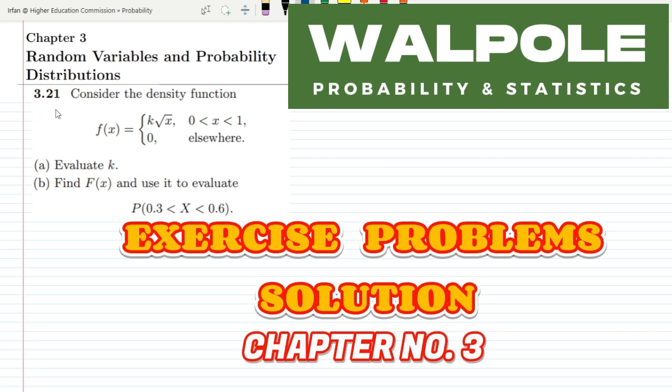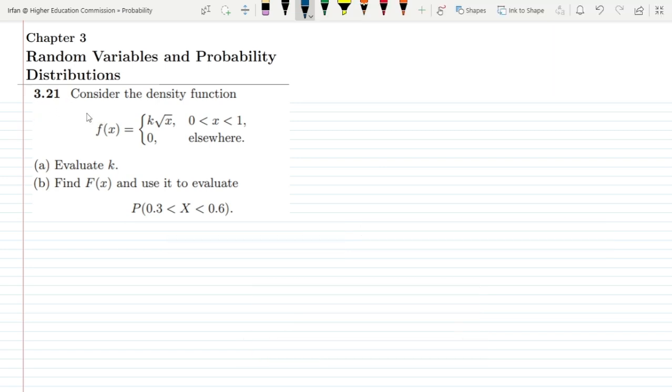This is question 3.21 of chapter 3, and the statement of it is, consider the density function which is f of x equals k square root of x, in the range of 0 to 1, and it is 0 elsewhere. Okay, so what do we have to do? There is part A and part B. In part A we have to evaluate k, or find the value of k, and in part B find F of x and use it to evaluate this value.